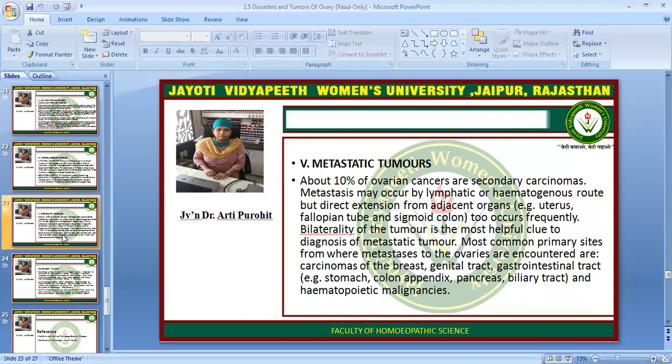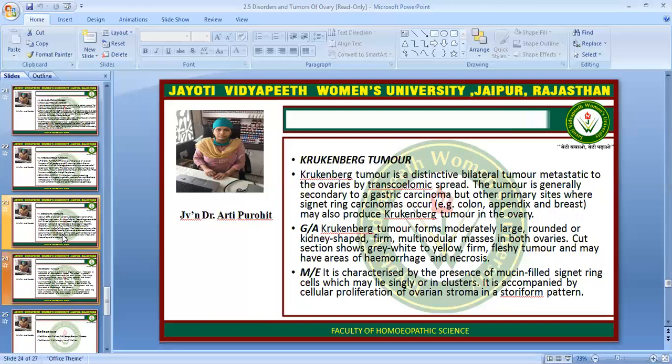The last one is the metastatic tumors. These comprise 10% of ovarian tumors, and metastasis occurs by lymphatic and hematogenous routes, by direct extension, and from the uterus, fallopian tube, and sigmoid colon. It occurs frequently. Bilaterality of the tumor is the most helpful clue to the diagnosis of metastatic tumor. The most common primary sites from which metastasis to the ovary is encountered are carcinoma of the breast, genital tract, GIT, and hematopoietic malignancies. Krukenberg tumor is a very important tumor.